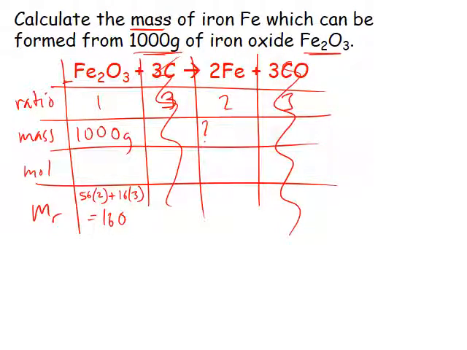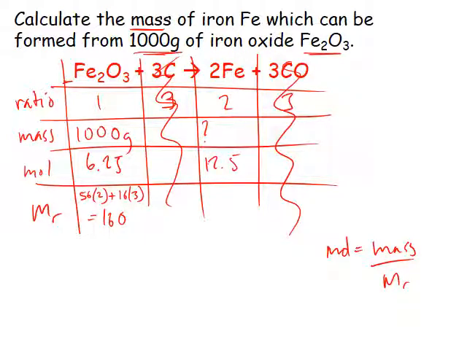Now, to work out the moles, we do mol equals mass over MR. That's the equation you should always know, and you can rearrange from here. So 1000 divided by 160, you are going to get 6.25 moles. So if you have 6.25 moles of iron oxide, double that is going to be produced for iron. So that is going to be 12.5.